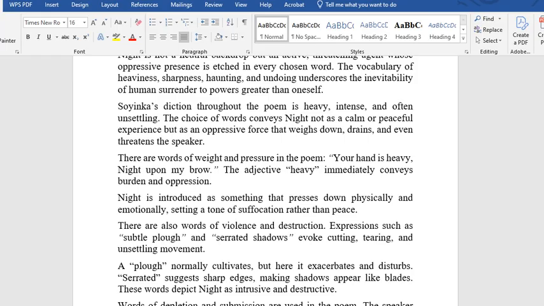So Soyinka's diction throughout the poem is heavy, intense, and often unsettling. The choice of words conveys night not as a calm or peaceful experience, but as an oppressive force that weighs down, drains, and even threatens the speaker.